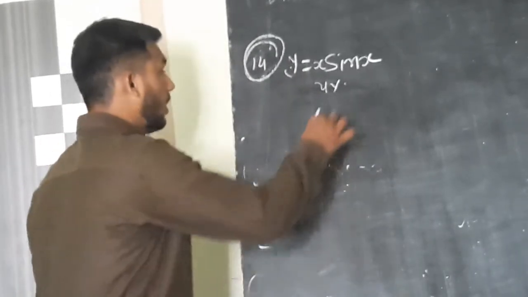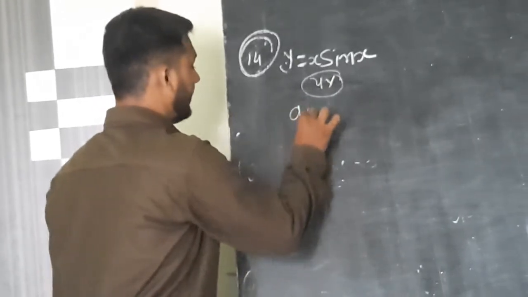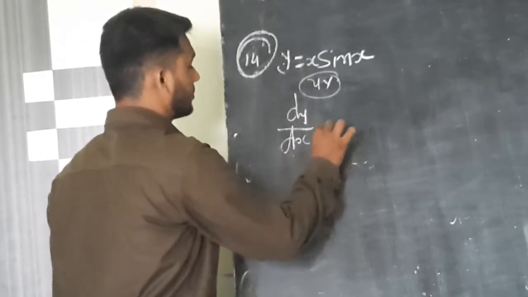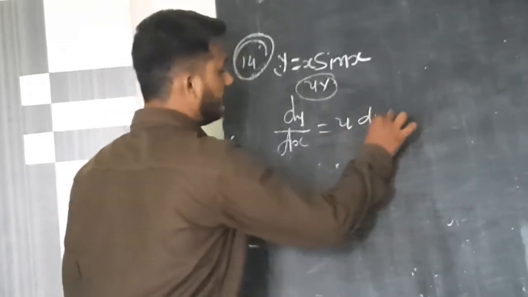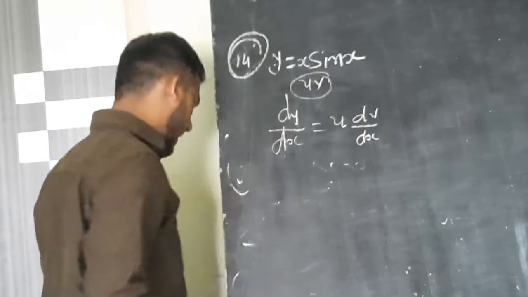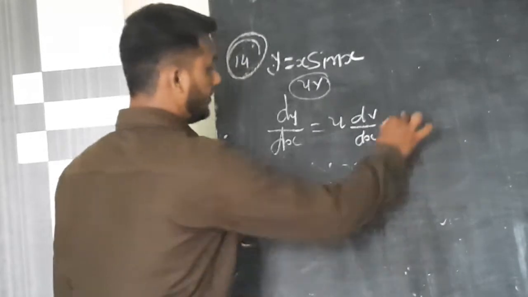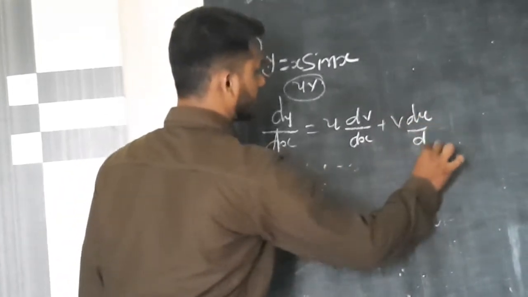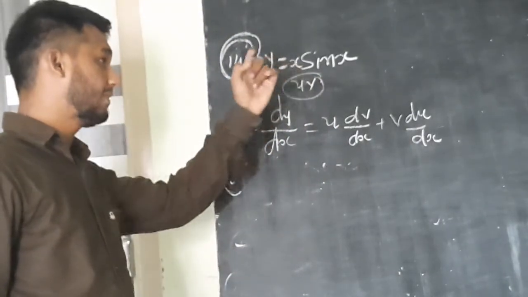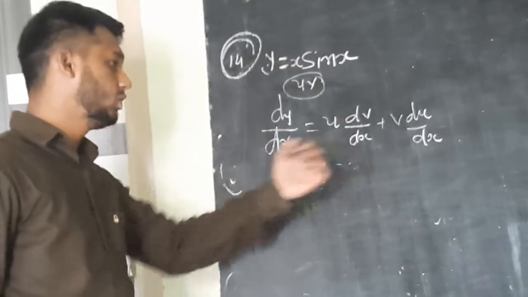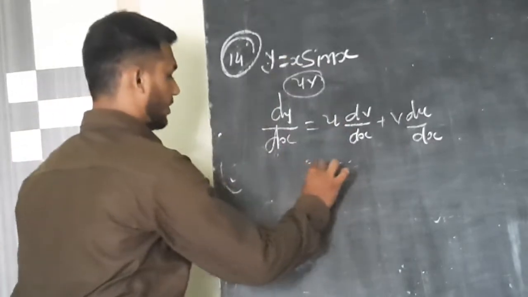So first of all, what is the rule of that? dy by dx is equal to u, the first thing remaining the same, u dv by dx. Remember that carefully, keep it in your mind. U dv by dx plus, what will happen? V du by dx. Okay, so this is the rule to determine the derivative of a multiplication, the product. So u dv by dx plus v du by dx. Now what will happen? X is equal to remain the same.